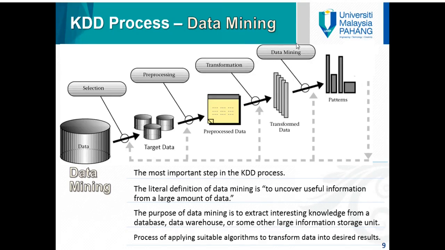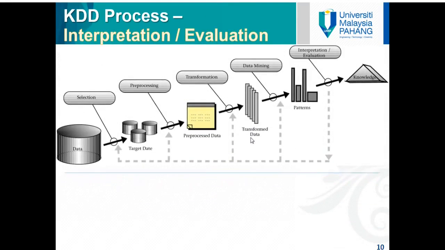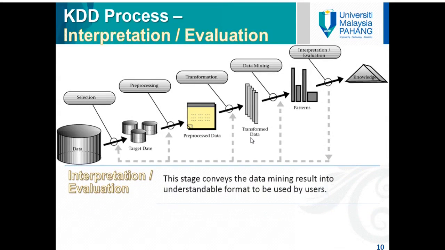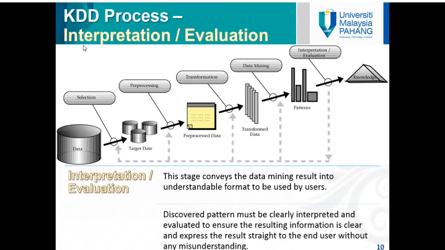So to conclude, the data mining step receives the transformed data, and data mining is executed in order to uncover the patterns or the interesting knowledge from the transformed data. This can be executed by implementing suitable algorithms. So the output of data mining is the patterns, or the interesting knowledge, that we discovered from the transformed data.